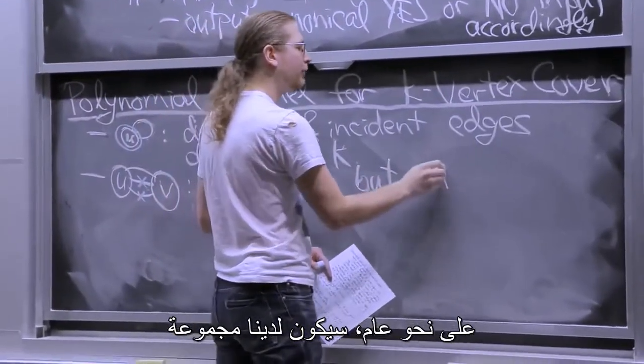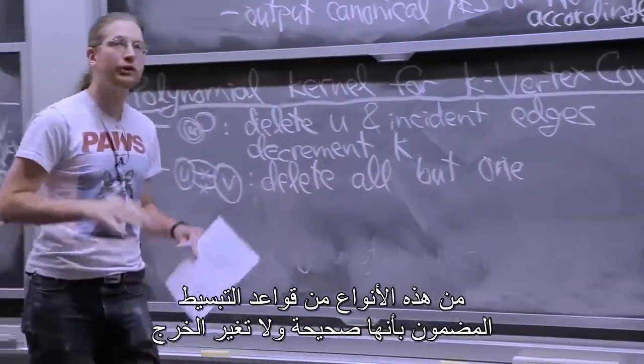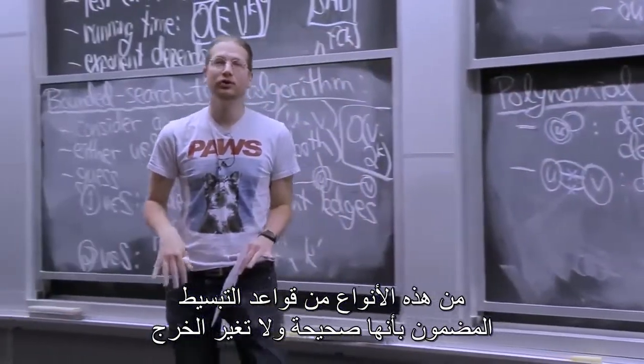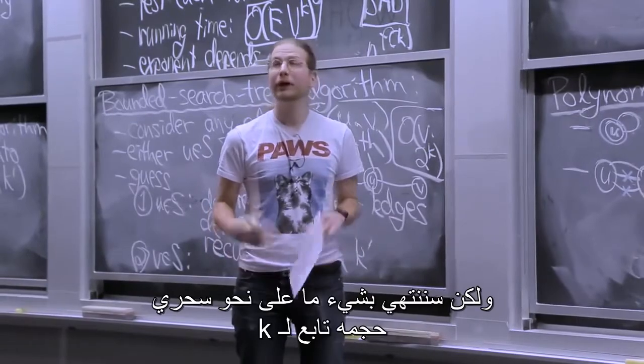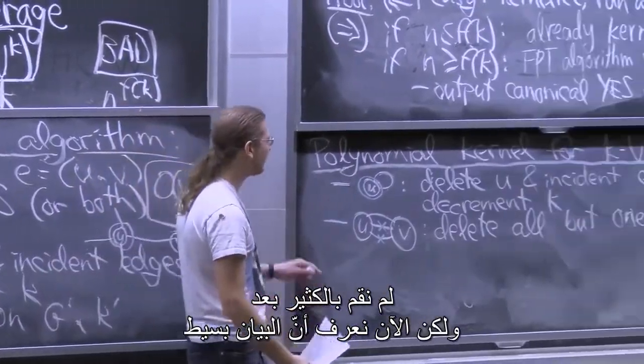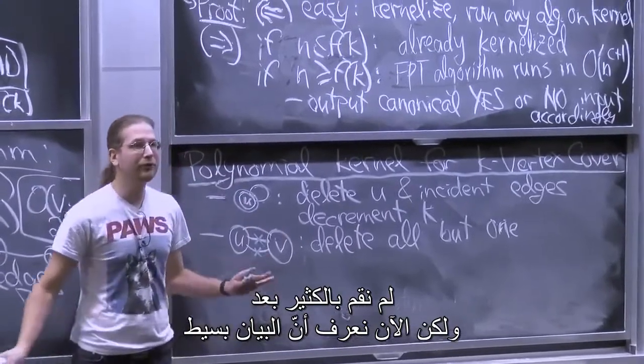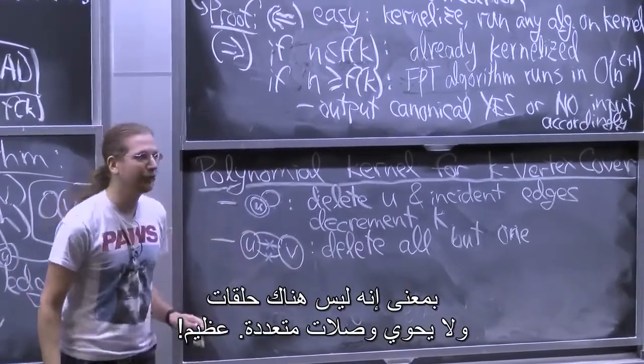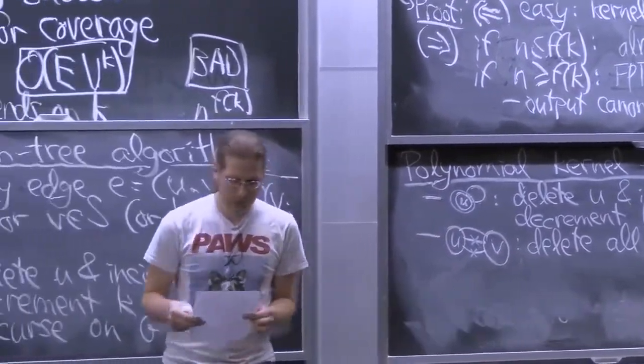In general, we're going to have a bunch of these kinds of simplification rules that are guaranteed correct. They don't change the output. But magically, we're going to end up with something the size of a function of k. We haven't done much yet, but now we know that the graph is simple, meaning it has no loops and it has no multi-edges. Cool?